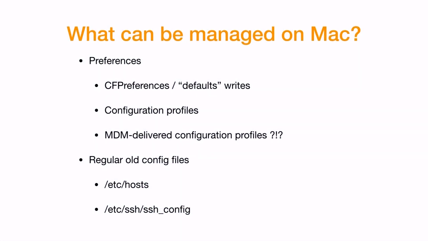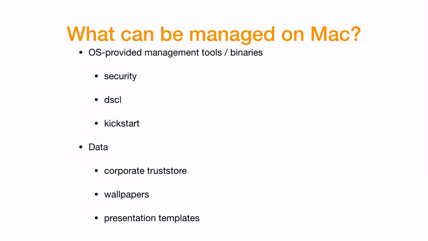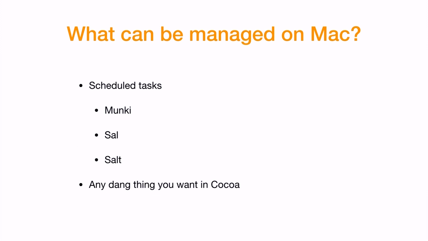So what kinds of things would we even want to manage on a Mac? Preferences are one of the big ones. Regular old config files, right? Like hosts or SSH config. They're all different formats that predate more structured things. We have tools that the OS gives us, binaries that you can run, like the security tool that we could shell out to, and we can wrap with modules in Salt to be stateful. Or even just data like wallpapers, or your corporate trust store. We'll look at that in a little bit.